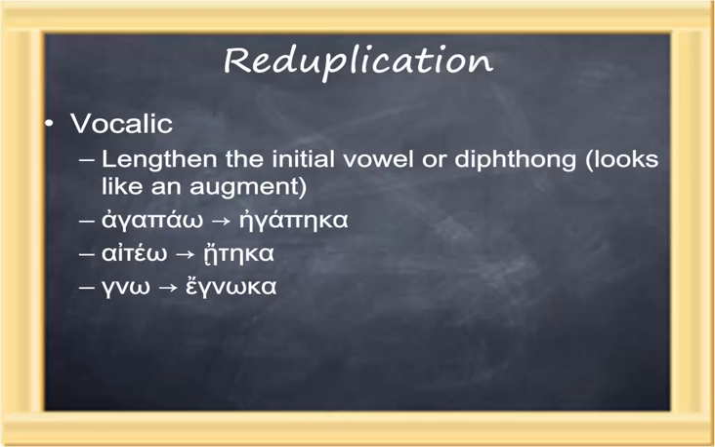The root ginosko gives us an interesting change because here, when one would expect consonantal reduplication, one gets vocalic. Egnoka, not gegnoka, for the perfect of ginosko.